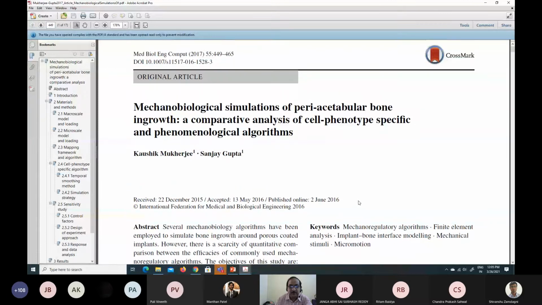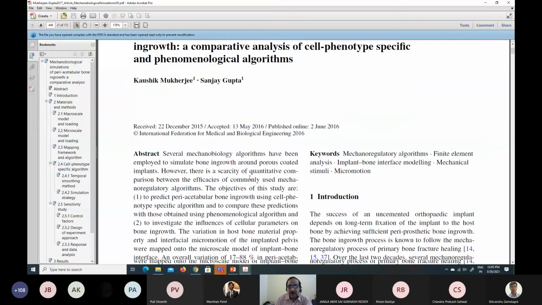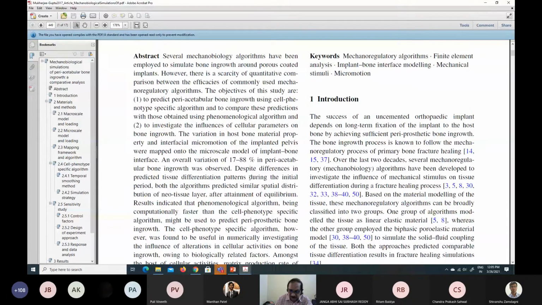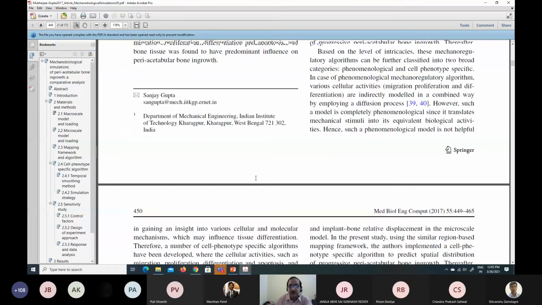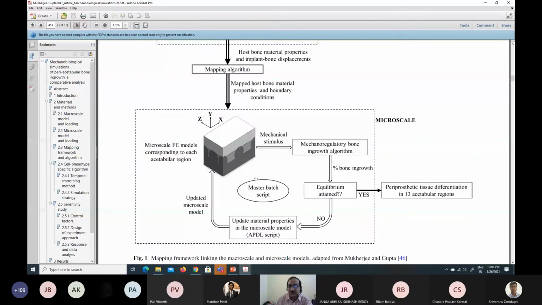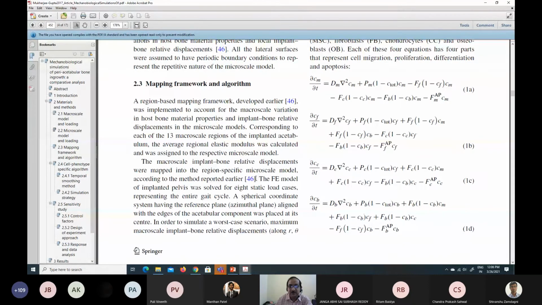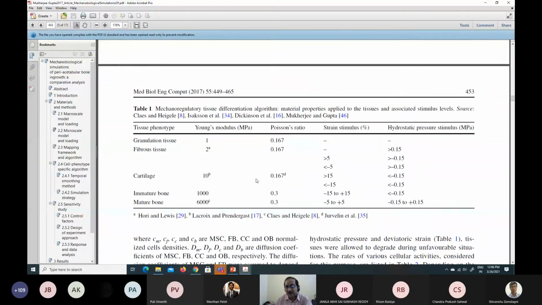It's also a Springer publication, Medical and Biological Engineering and Computing, 2017. So these two papers are sufficient. If you look into the equations, and of course all these things that I had discussed, you will find it similar. You just have to get a feel of what is happening.